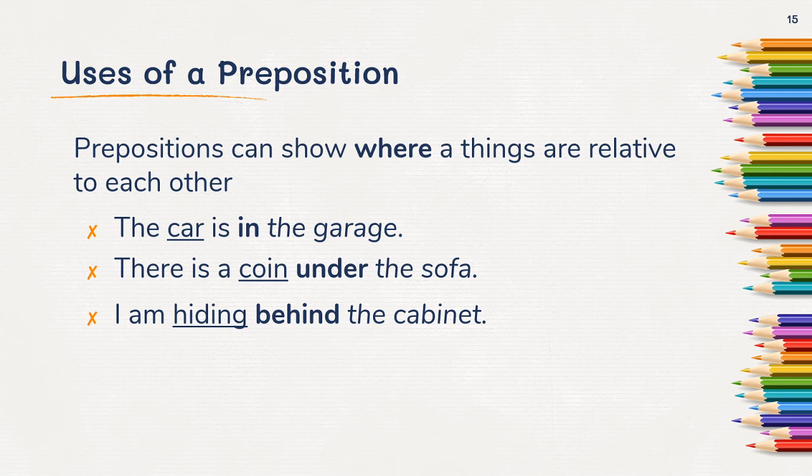So let's go to our first one. The car is in the garage. We have the first noun, the car, and the second, garage. Using the preposition, we know that the car is inside the garage. The same goes for these other ones. The coin, the first noun, is under the sofa, the second noun. And I am hiding behind the cabinet. There you go.